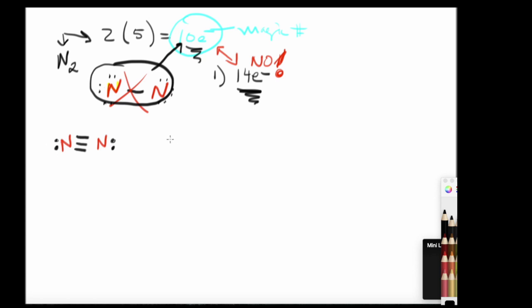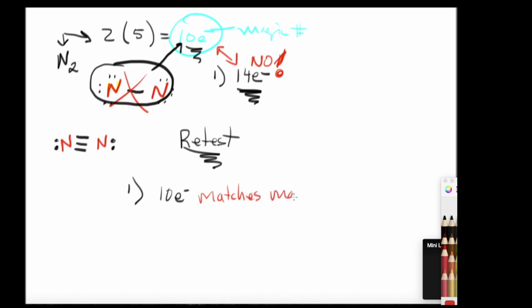So now we're going to retest. So test number 1, count the total, 2, 4, 6, 8, 10. All right, you can clearly see right away this matches the magic number. So this is correct for test number 1.